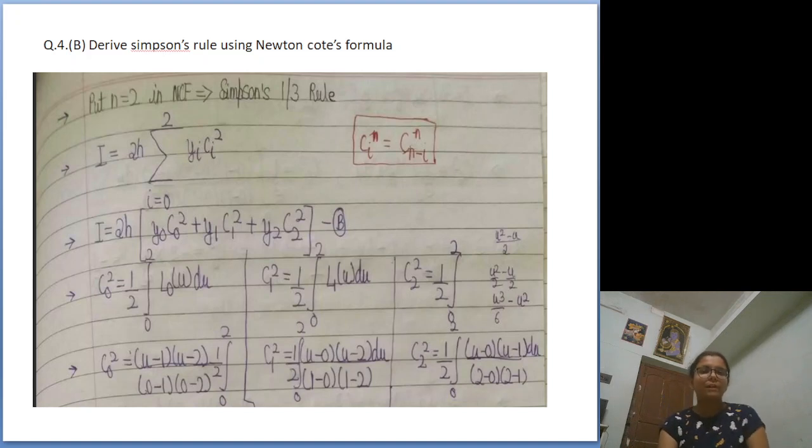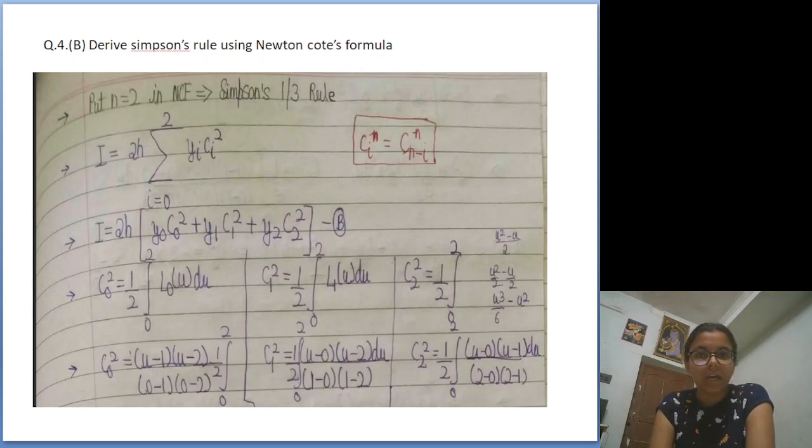In the last video we talked about question number 3. For this video we're going to talk about question number 4. And so let's start with the question. Derive the Simpson's rule using Newton-Cotes formula.